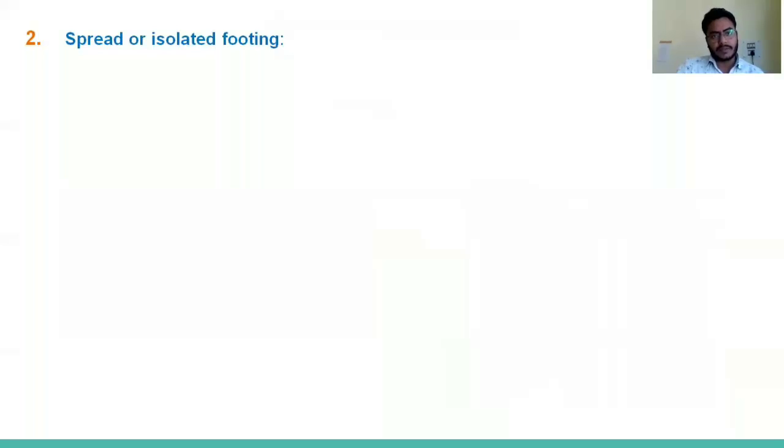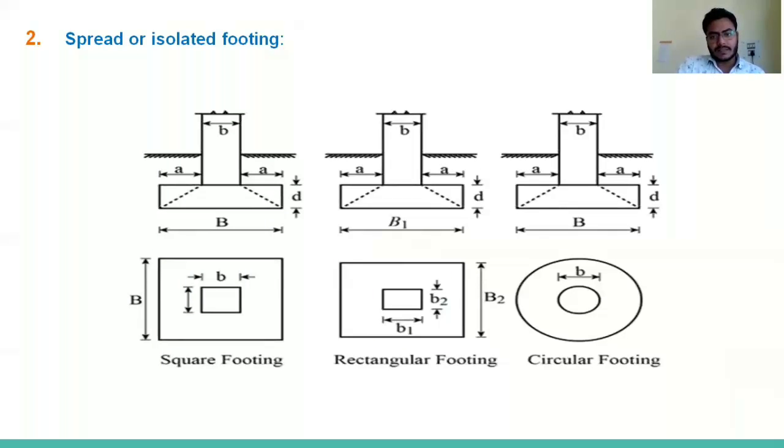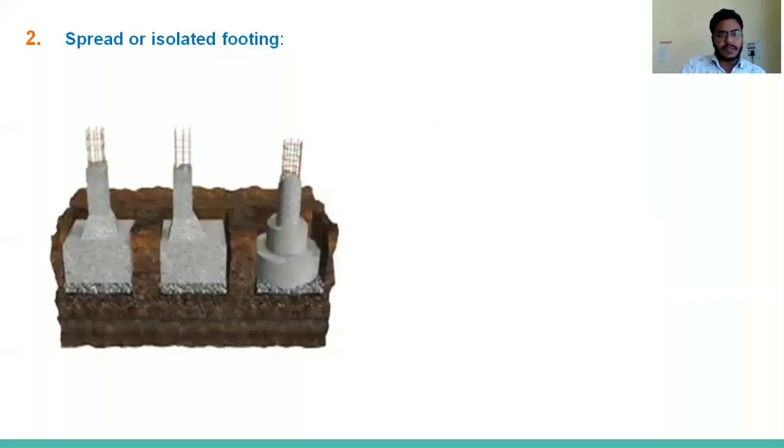The second one is the split footing or isolated footing. Isolated footing we design to support an individual column or wall, an individual column. You can see in the figure there are various types of isolated footing. It can be a different shape. It can be a square footing, a rectangular footing, or a circular footing. In this figure, the third one is called the step split footing or step isolated footing.